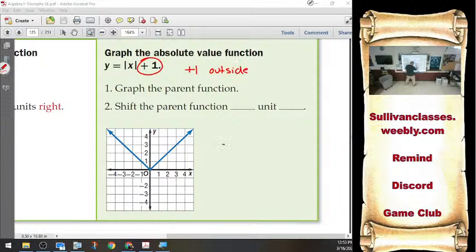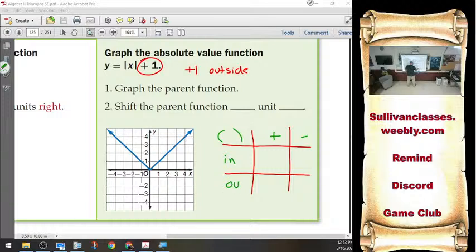I see +1 outside, and that little cheater chart still works here, where if I'm talking about the parentheses, plus minus, in, out, except now, instead, it's not parentheses, it's brackets. And it's still going to work. Left, right, up, down. Okay? So that formula version I gave you, and this cheater chart, that'll get you the whole section. That's how we graph these things.